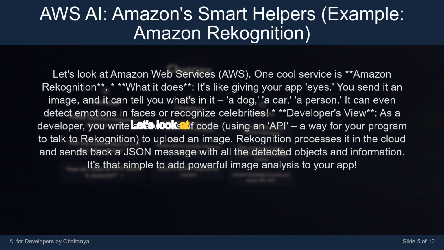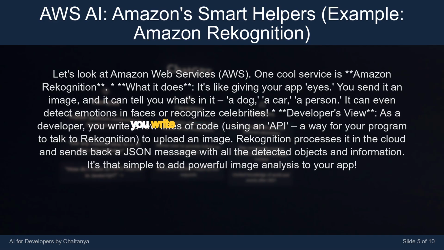Let's look at Amazon Web Services, AWS. One cool service is Amazon Rekognition. What it does: it's like giving your app eyes. You send it an image, and it can tell you what's in it: a dog, a car, a person. It can even detect emotions in faces or recognize celebrities.